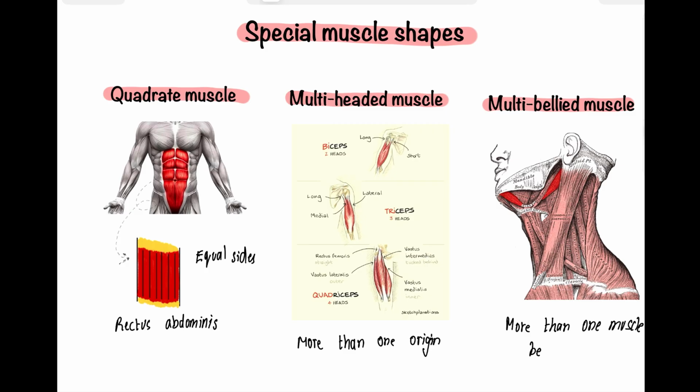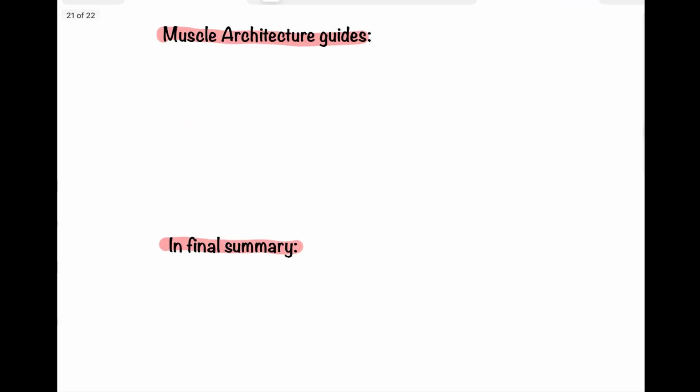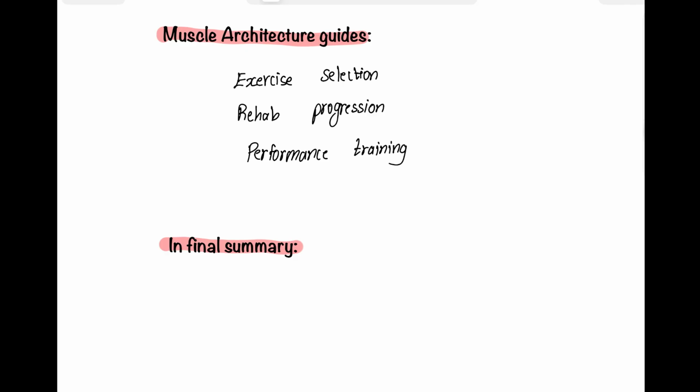This is why power muscles are trained differently. Rehab loading varies by muscle and some muscles fatigue faster than others. Muscle architecture guides exercise selection, rehab progression and performance training. So, in final summary, the main function of parallel muscle is speed and range of motion, and the pennatiform muscle is force and strength.